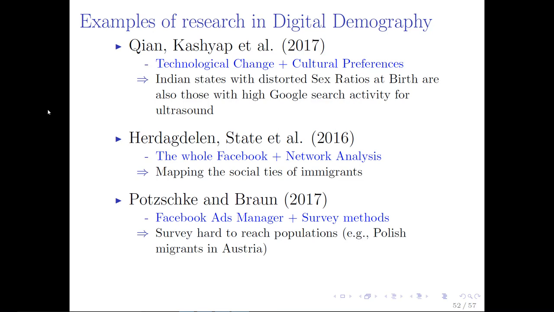And approaches related to survey methods, such as using Facebook Ads Manager, the same tool that I described, to survey hard-to-reach populations, like Polish migrants in Austria. So I stopped before they ask for your credit card and you can set an ad, but you can also go ahead and create an ad and ask people to participate in a survey. And so these are just a few examples of this type of research that is at the intersection of computational social science, digital research, and demography.